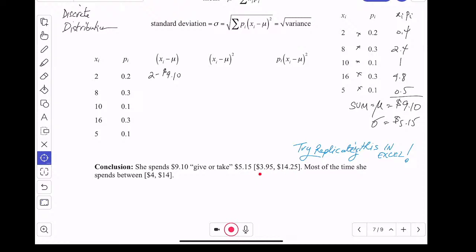So within one standard deviation, that's between about $4 and $14. Most of the time she spends between 4 and 14, so I just rounded it here. So that's how you use the mean and standard deviation. The larger the standard deviation, the more spread out the data, and the majority of the data should be within one standard deviation. Let's see how much fits in that range. So this will fit, and this will fit. So again, 60% of the observations will fit.